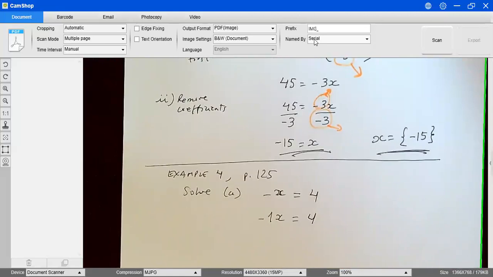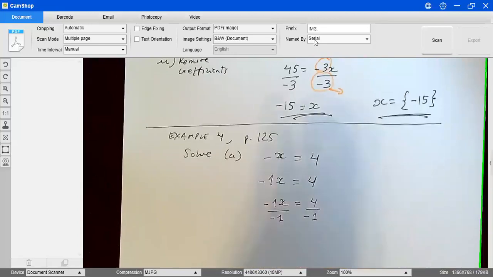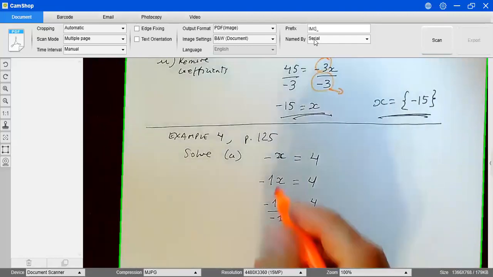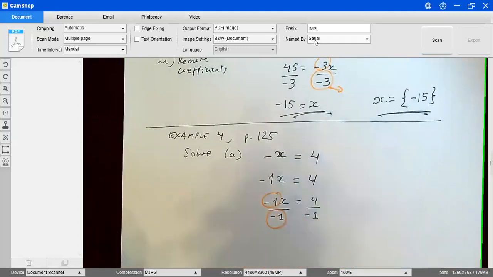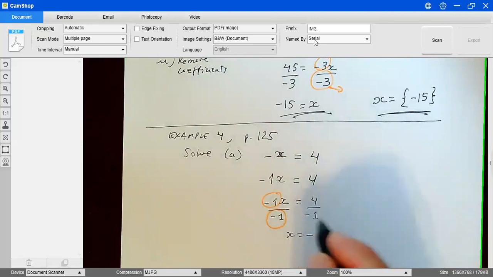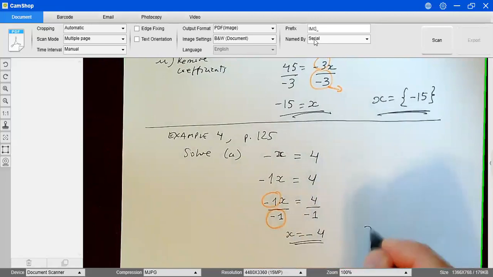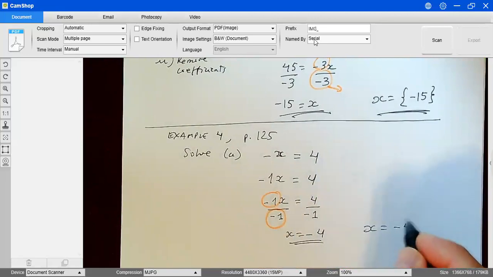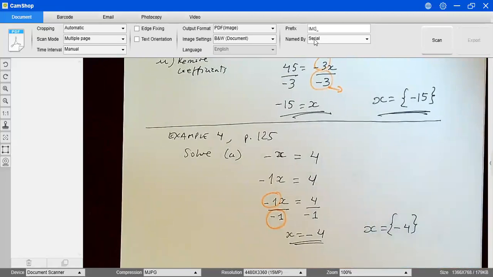So now it's very easy. You want to remove the coefficient, just divide by the coefficient. So you have negative 1x. You're going to divide by the coefficient that you want to remove. So if you do that, you get x equals positive divided by negative is negative. 4 over 1 is just 4. So x equals negative 4 is the solution for this equation.